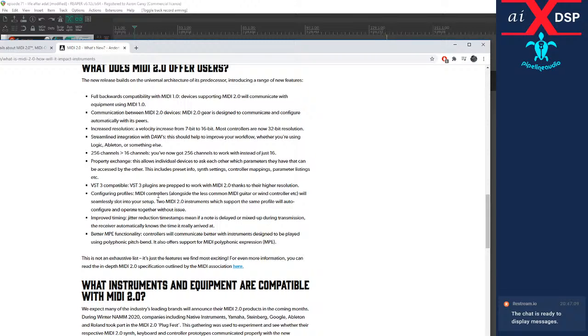Configuring profiles, MIDI controllers will seamlessly slot into your setup. That's a bold claim. Two MIDI 2.0 instruments which support the same profile will auto-configure and operate together without issue. That's an interesting claim. Improved timing. Jitter reduction timestamps mean if a note is delayed or mixed up during transmission, the receiver automatically knows the time it really arrived at. That's interesting.